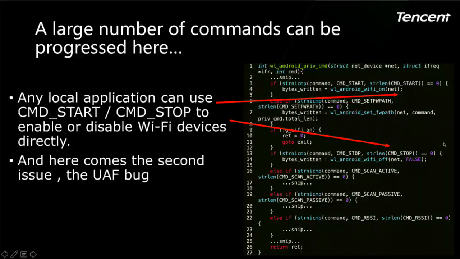And so we just go into that wl_android_priv_cmd. In this function, a large number of commands will be processed without any permission check, and the most attractive to me are the CMD_START and the CMD_STOP, here and here. Because these commands will trigger the UAF bug, if two threads are disabling the Wi-Fi concurrently, that is why the UAF happened.